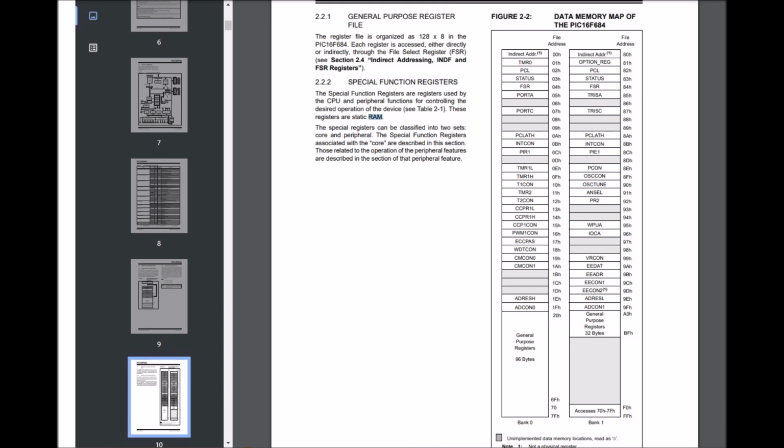Volatility. RAM is volatile memory, meaning it loses its contents when power is turned off. Therefore, it is used for temporary data storage that does not need to be retained between power cycles.